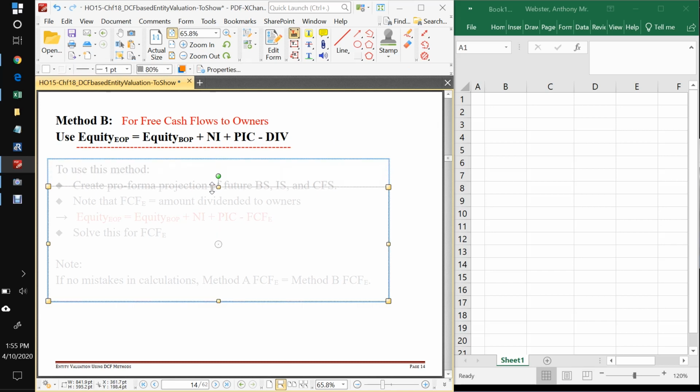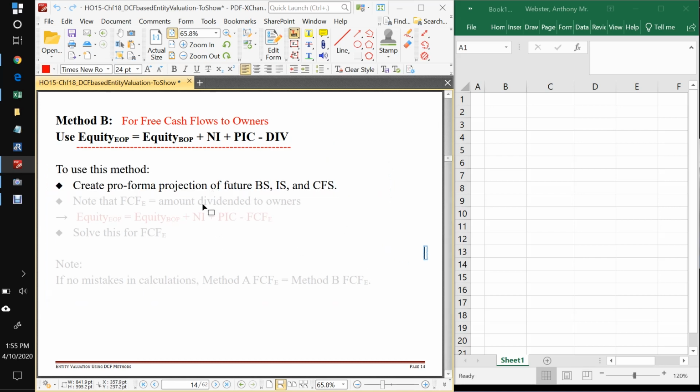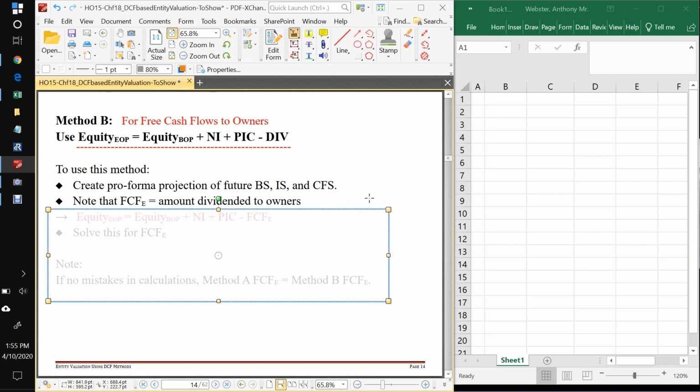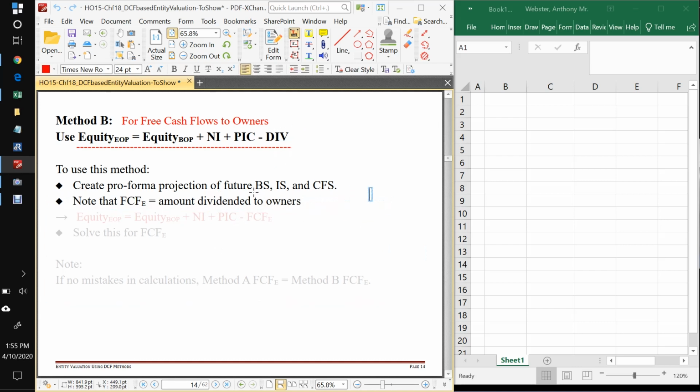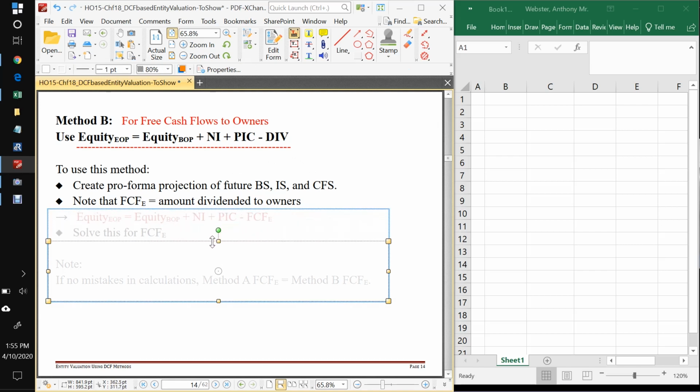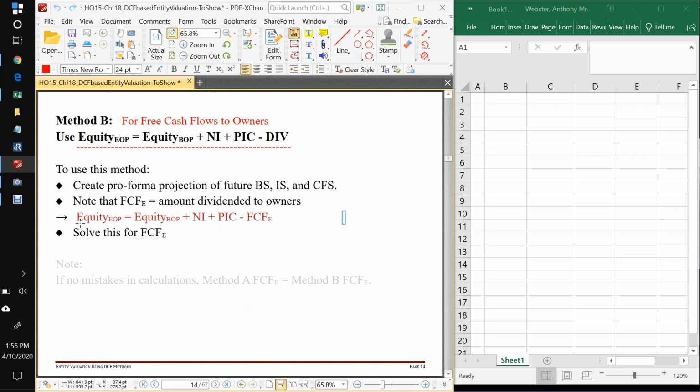So if we want to use this method, we're going to, no ifs, ands, or buts about it, have to project forward future balance sheet, income statement, and cash flow statement. And we're going to note that the dividend here, if we calibrate these financial statements properly, the dividend is, in fact, the free cash flow amount that goes to the owners. So really all we have to remember here is that we've got this roll forward equation, and now instead of just calling that dividend, if we have everything calibrated properly, this will be the free cash flow to owners. So we just solve this equation for free cash flow to owners.